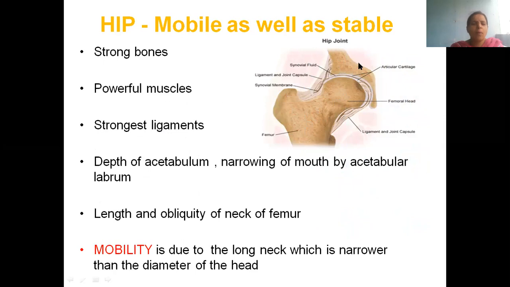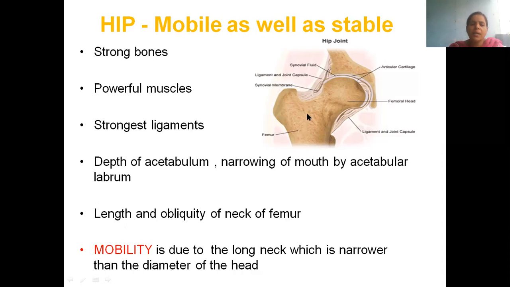Because it is formed by two strong bones, it has powerful muscles surrounding it, and of course the ligaments which surround it are also quite strong. If you remember me telling you, in the shoulder joint we have the glenoid cavity, and the margins of the glenoid cavity have the glenoidal labrum to deepen it. Similarly, the depth of the acetabulum is also deepened because of the attachment of fibrocartilage, that is the acetabular labrum. Okay, this is one of the factors which helps in the stability.